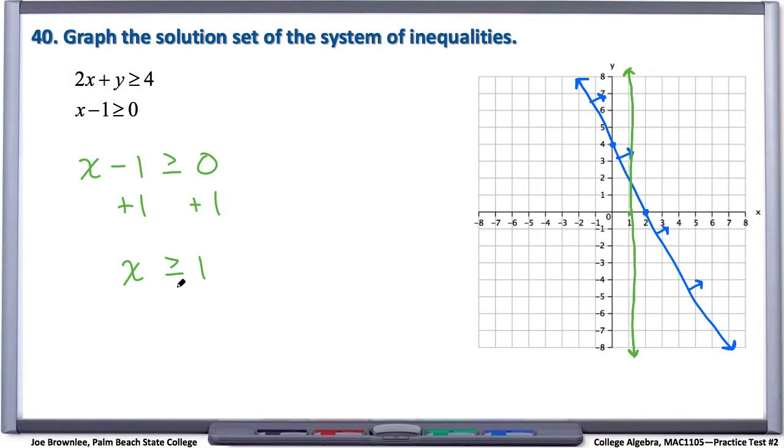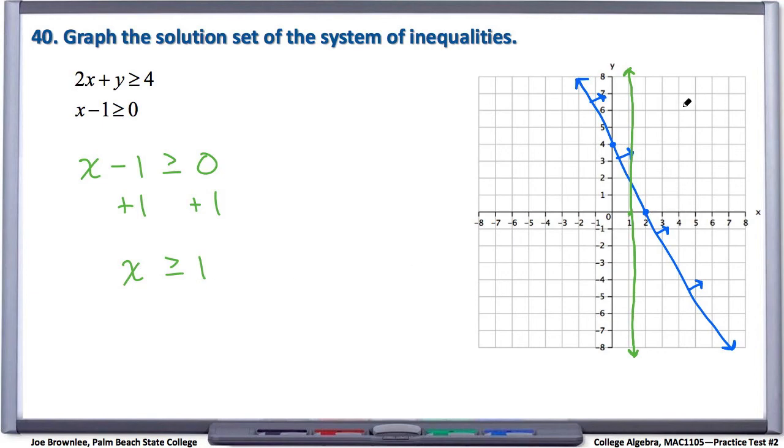Well, we could use a test point if we wanted to. We could use 0, 0 again, the origin to plug in. But when you have a single variable, when you have either a horizontal line or a vertical line, sometimes it's easier just to read what this inequality says and shade based on what this inequality says. So this says x is greater than or equal to 1.